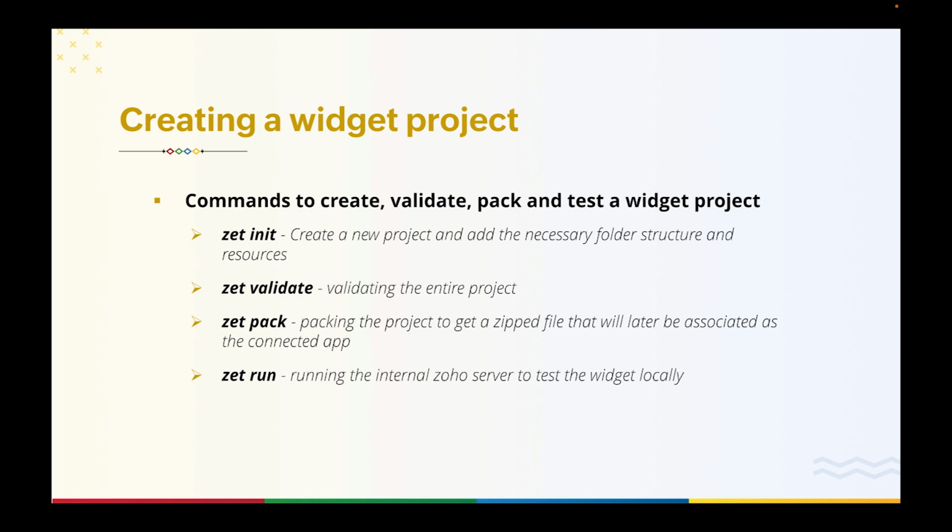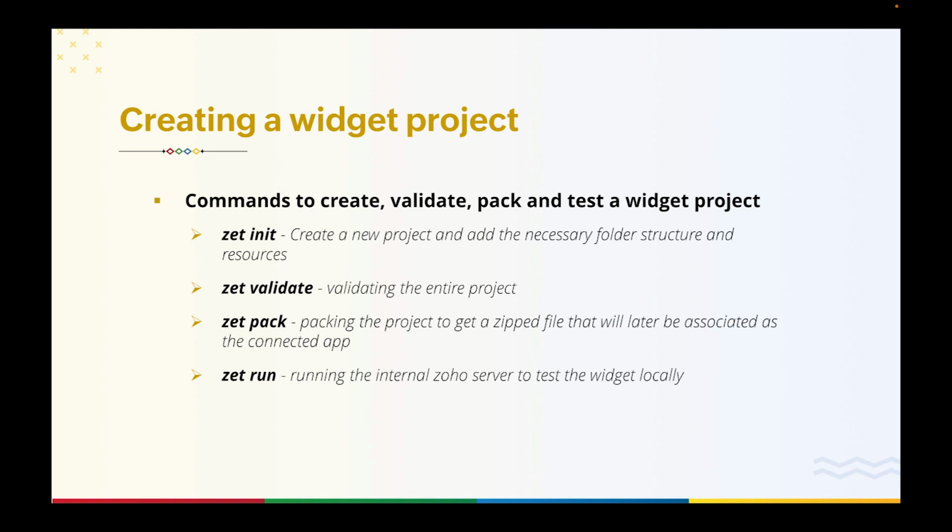The zipped file that is provided as part of the z pack command will be associated as a connected app in the extension. We saw that the connected app feature is going to be a bridge between the widget that we are building and our extension, right? So how does that bridge get achieved? This zipped file that we get as part of the z pack command will be associated to that connected app feature in our extension.